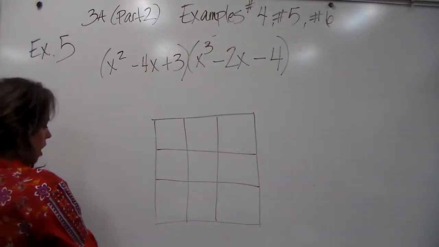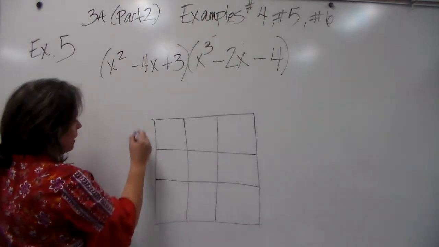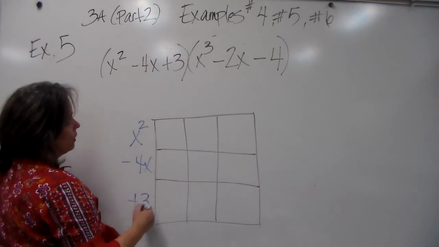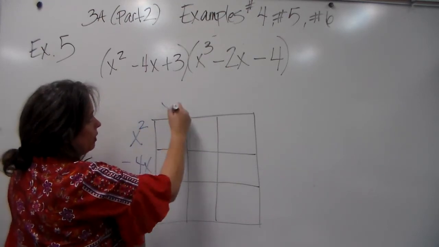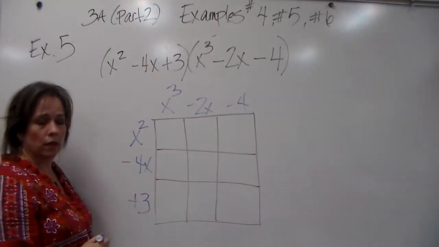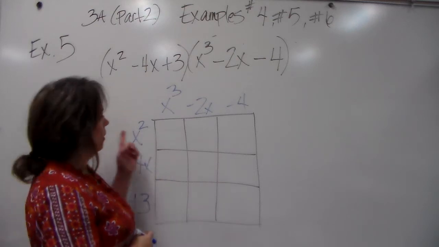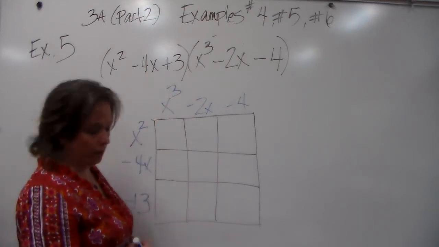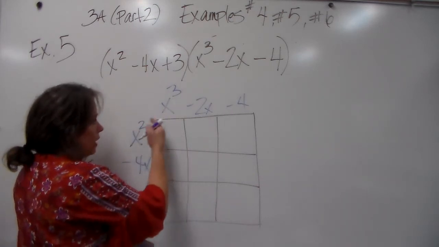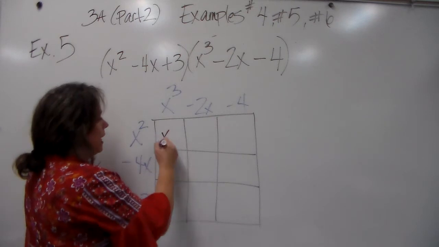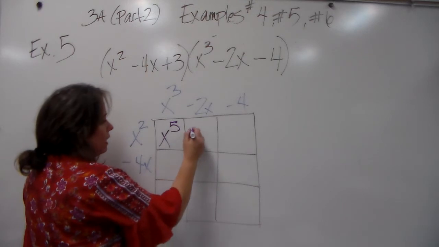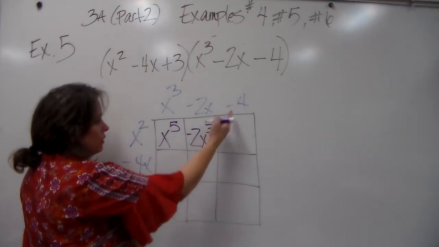Our terms will go on the outside of our box, so x squared minus 4x plus 3. And then our next polynomial, x cubed minus 2x minus 4. Now we're going to do that multiply step. We're going to multiply every row and column. Here we're multiplying. So x cubed times x squared, we're going to add those exponents to get x to the 5th, and so on. So negative 2x times x squared will give us a negative 2x cubed.